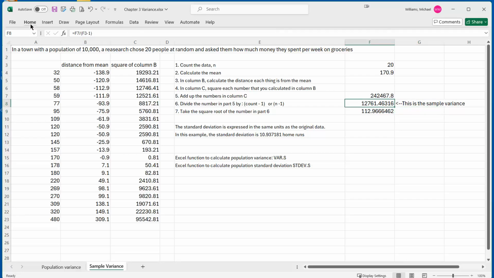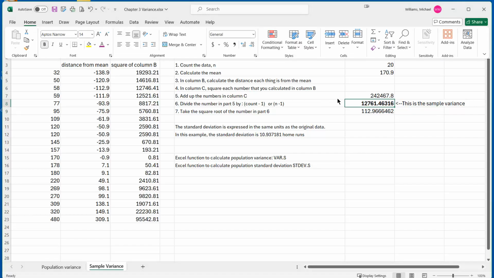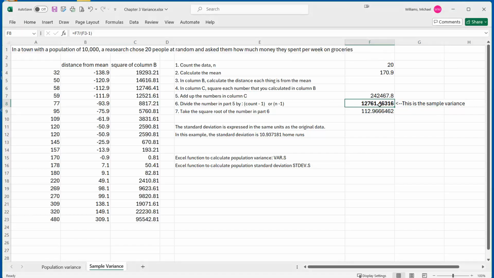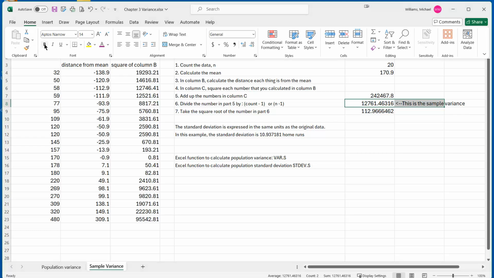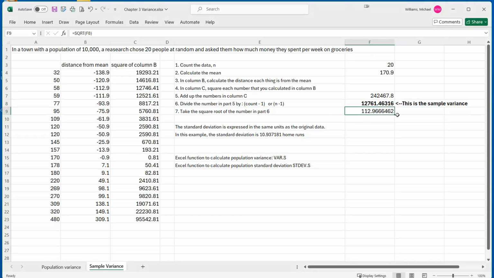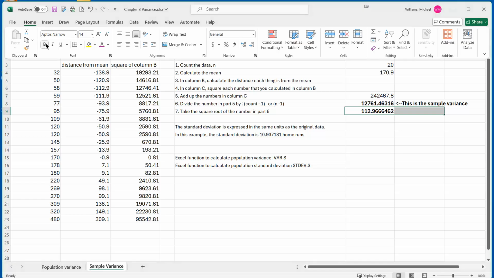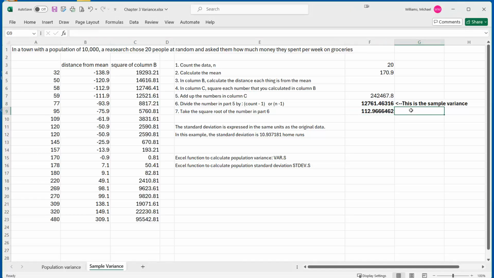I bolded. And I bold this too. Oops, there we go. This is the sample standard deviation. Here, let me just bold this ahead of time. This is the sample standard deviation.